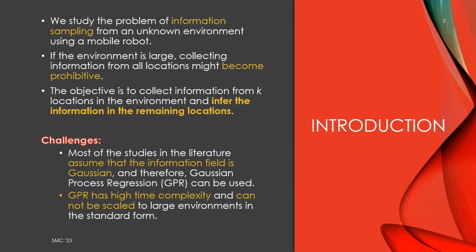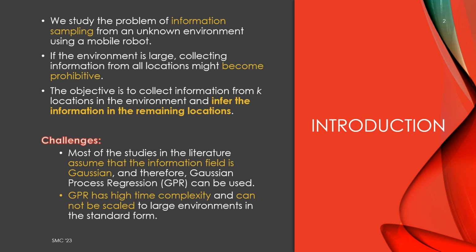So in this paper, we study the problem of information sampling from an unknown environment using a mobile robot. If the environment is very large, collecting information from all the environment becomes prohibitive because the robots might not have enough battery to cover the whole environment. Therefore, the objective for the robot will be to collect information from k locations in the environment and infer the information in the remaining locations.